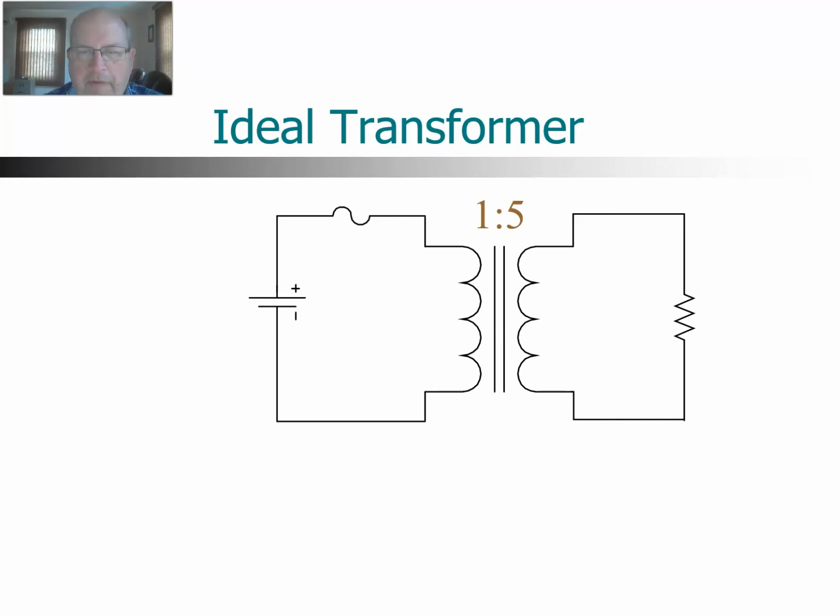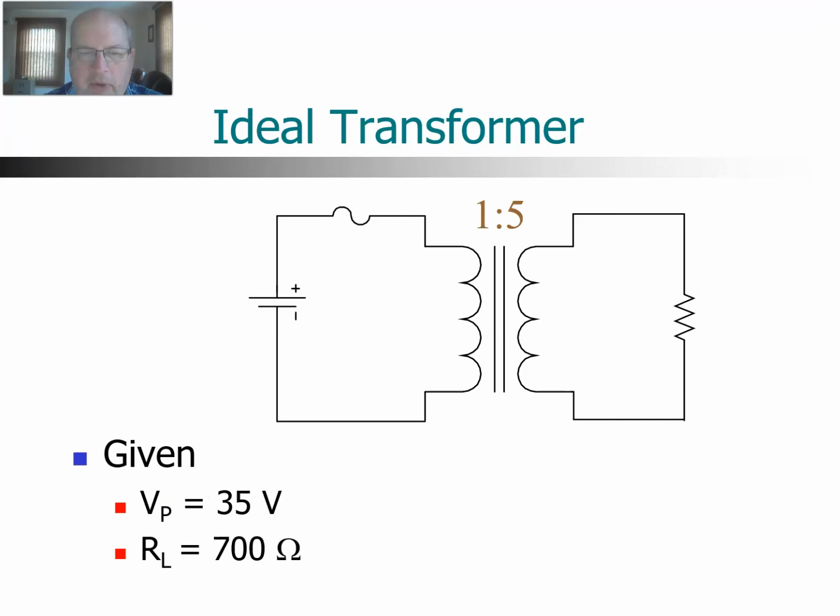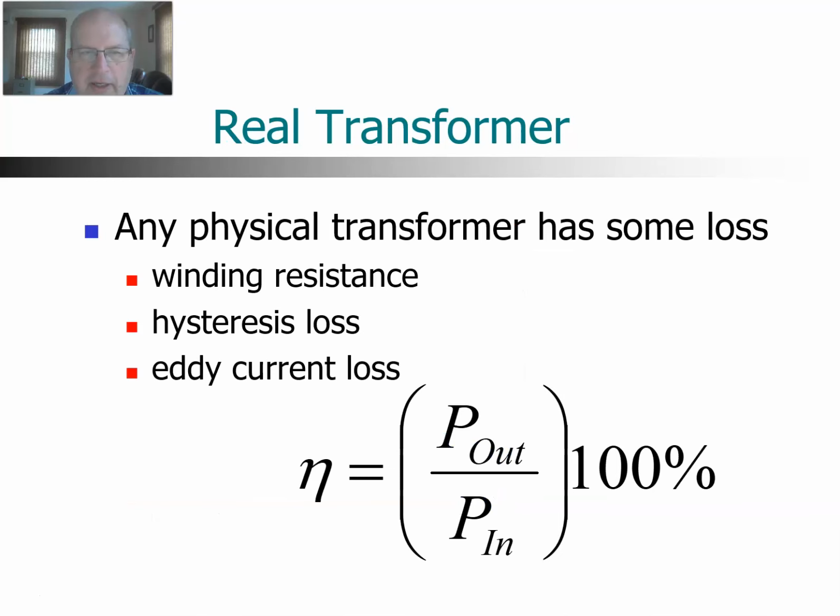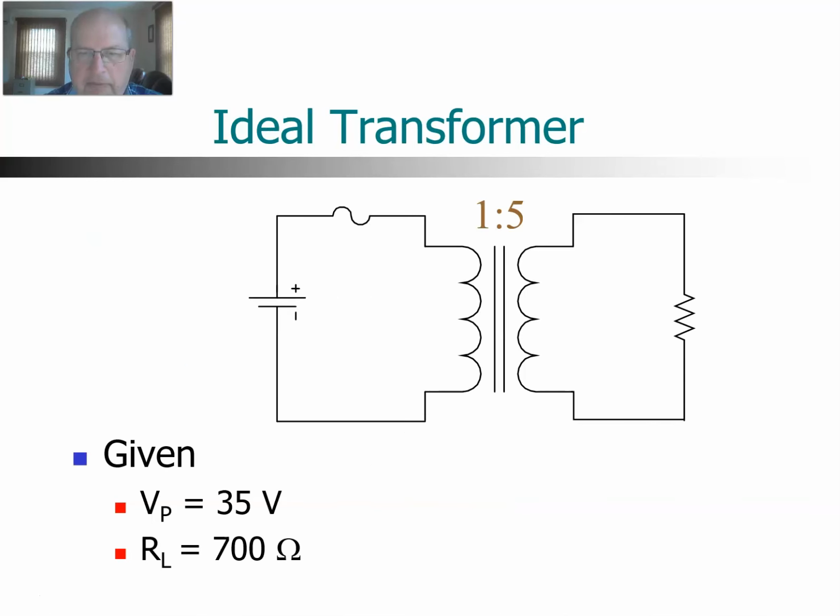Okay, take a look at this one. We have a 1 to 5 turns ratio, and we want to know what is the secondary voltage. I guess I just want to point out here, secondary voltage will be 0 here because that's a DC source, and a transformer does not work for DC. Kind of a trick question. I just want to make sure you're paying attention there.